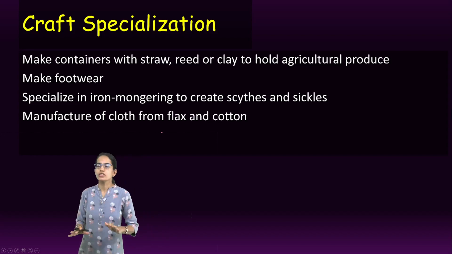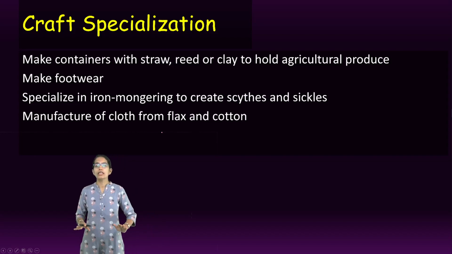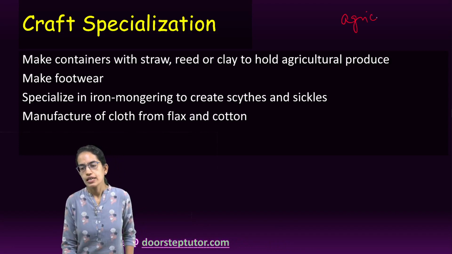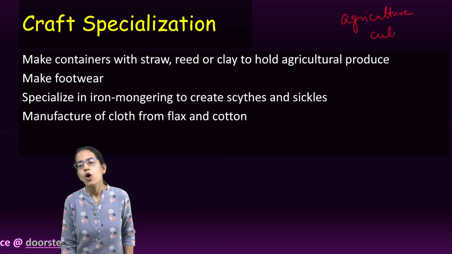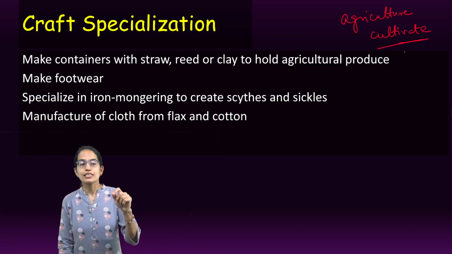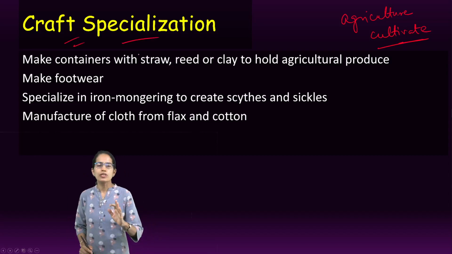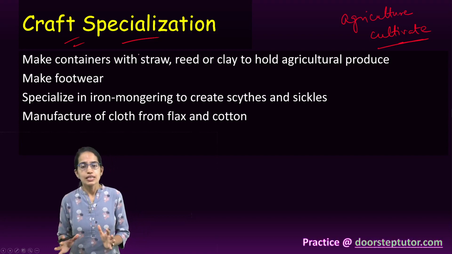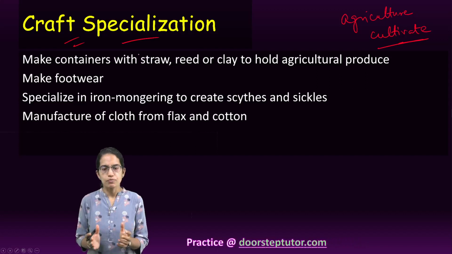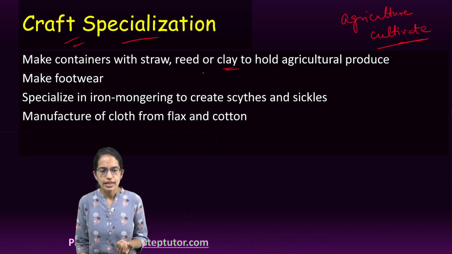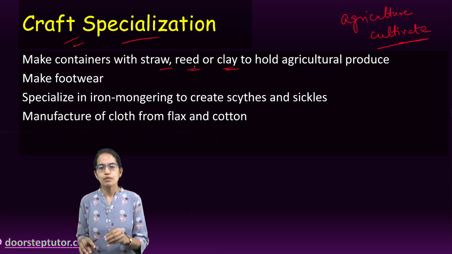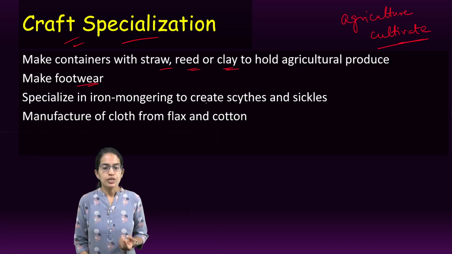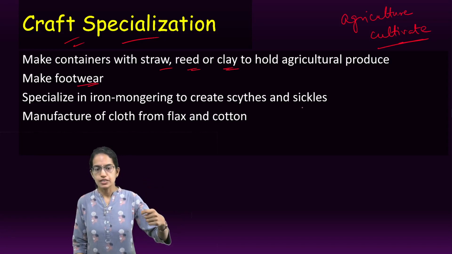This process of development of craft started only once people were able to have a settled life. That means they were either able to have agricultural land or were able to cultivate. Only then could this specialization of craft start. Before that, it wasn't in existence. So those who were practicing agriculture, in their free time, some of them used to create containers made of clay, straw or reed, to keep the agricultural produce they had. Sometimes they also tried to make footwear. They were trying to create equipment to plow the field.